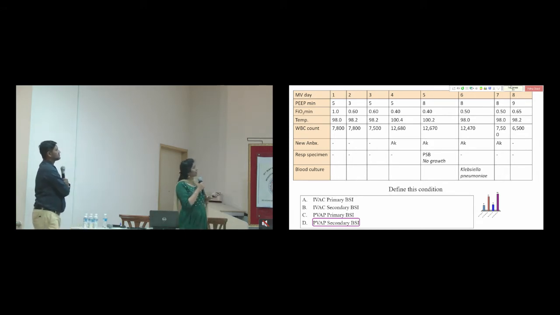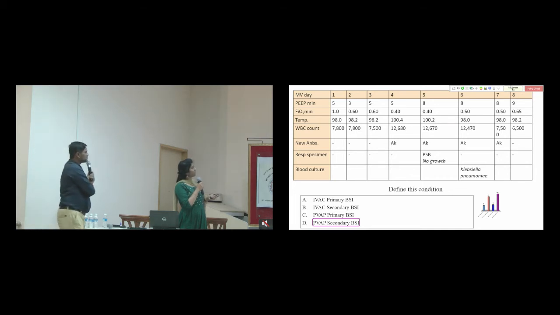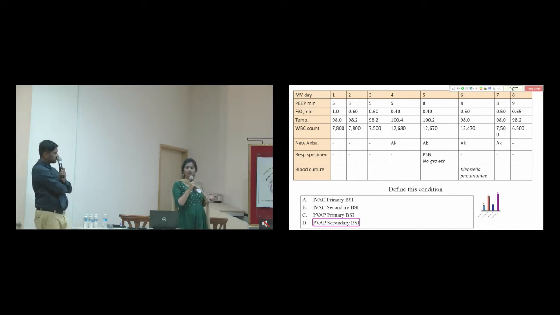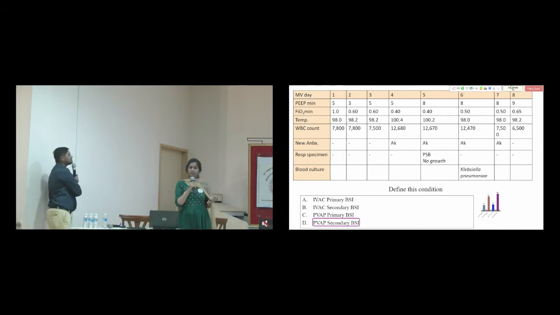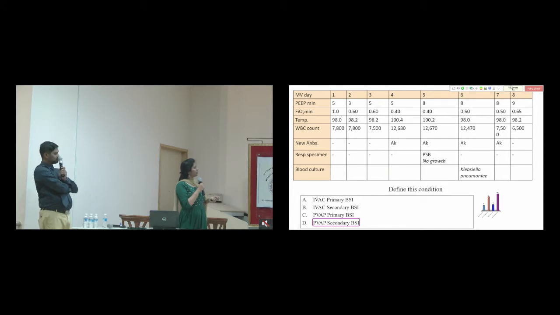Your VAC criteria is fulfilled. Which are the baseline? Day 2, day 3, which is the baseline? 3 and 4. That is 5 and 5 is baseline. So your date of event is mechanical ventilation day 5. Do you have one of your clinical criteria fulfilled? Yes, you have increase in WBC count. Is the qualifying antimicrobial days attained? Yes. Your respiratory specimen yields no growth. So, sorry, the answer is wrong here. It is IVAC along with primary BSI.